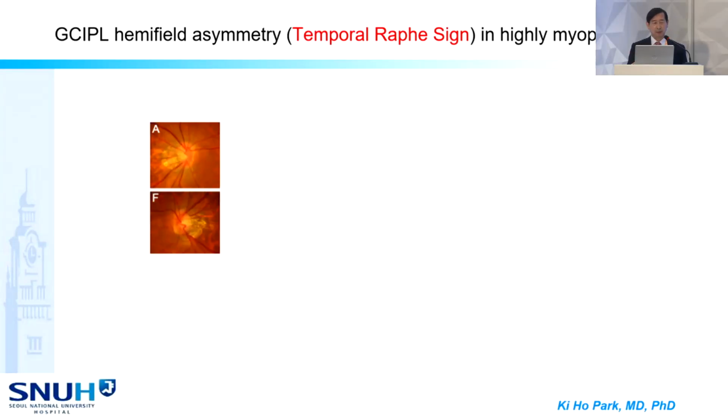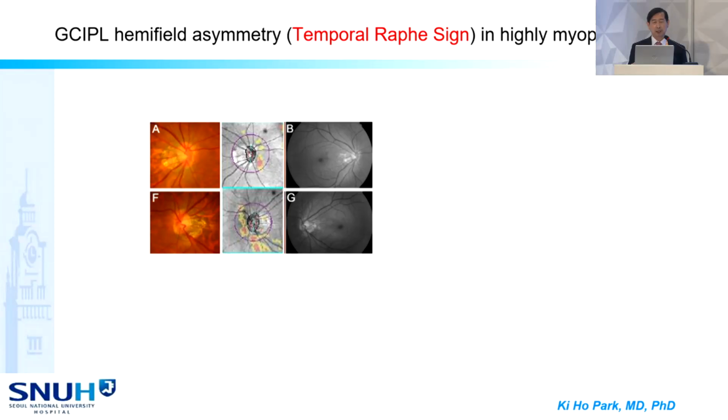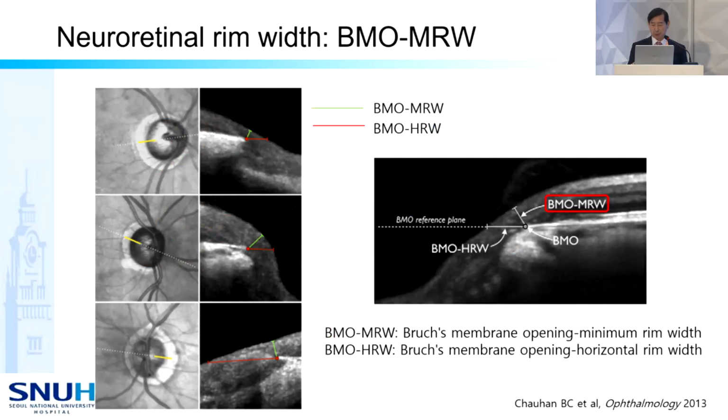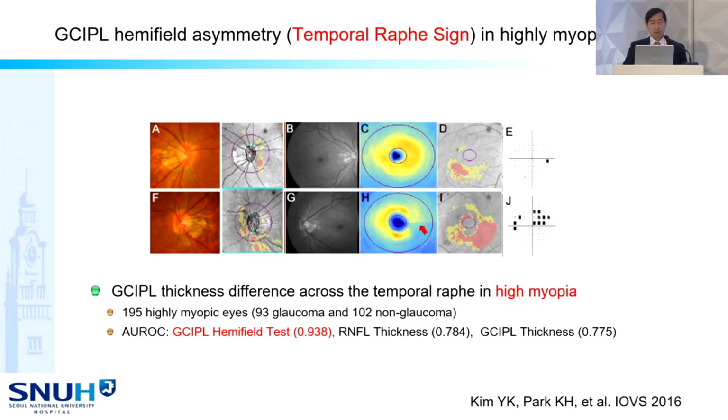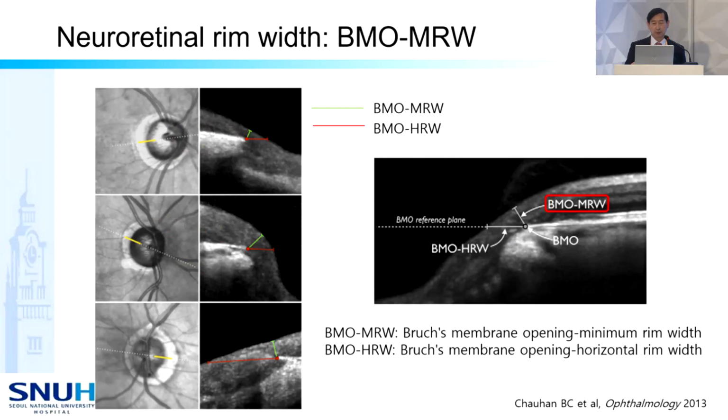Another study compared the temporal raphe sign in highly myopic eyes, including glaucoma and non-glaucoma cases, and the AUROC of the GCIPL hemifield test was 0.938. It is better than average RNFL thickness and average GCIPL thickness.